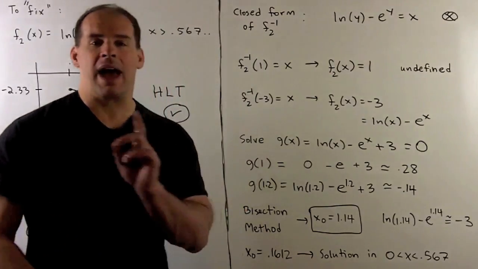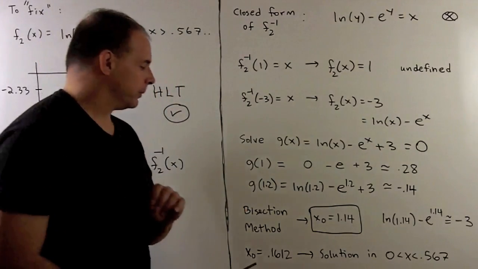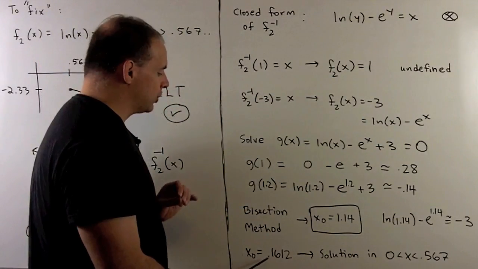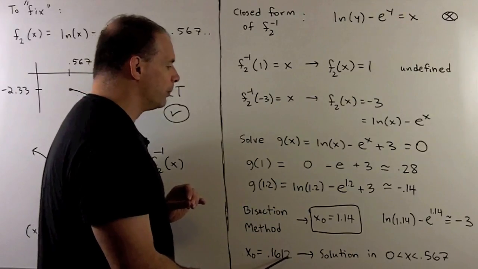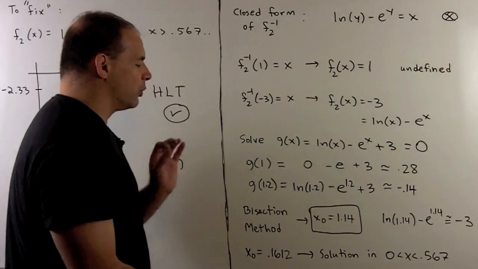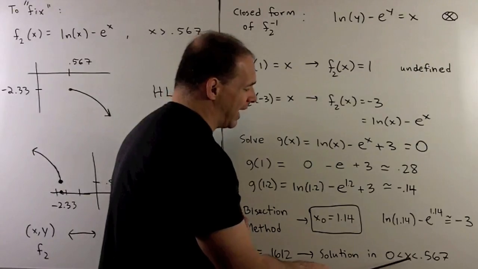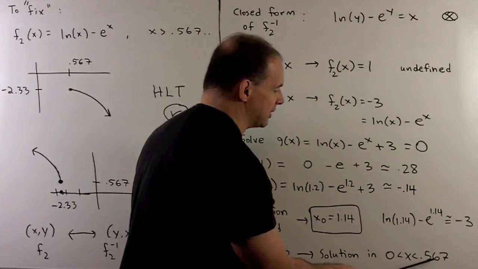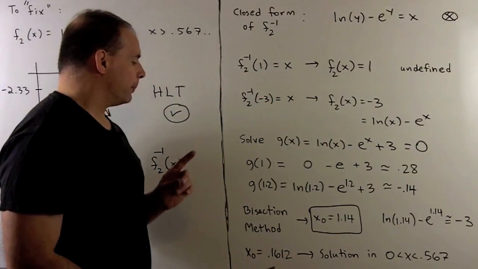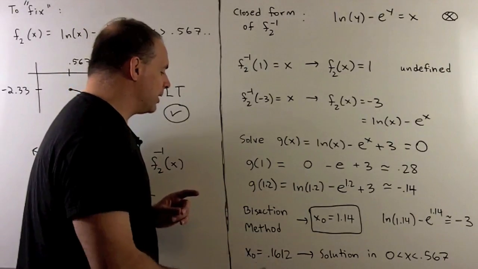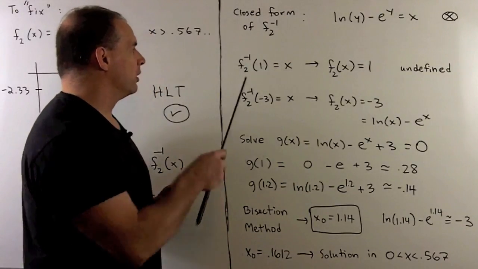Now, had I gone with 0.1, our x was going to be equal to 0.1612. And that's going to be our solution if we restrict our domain to x between 0 and 0.567. So this number, you'll note, is not going to be in the domain of our inverse function for f2.